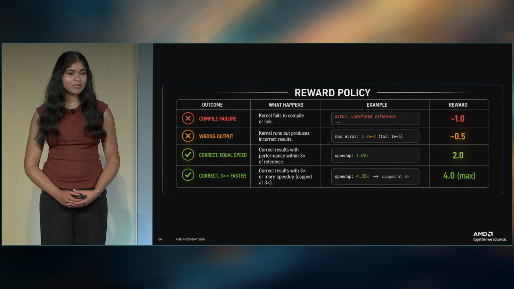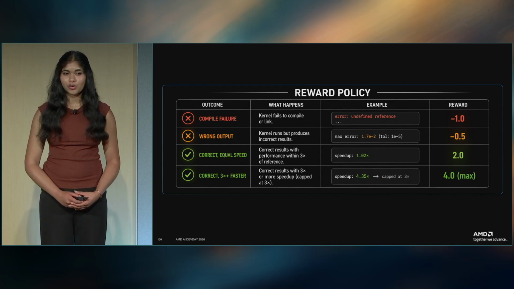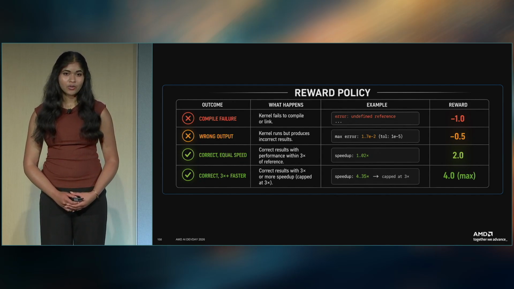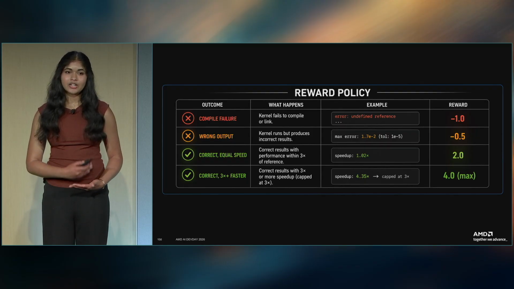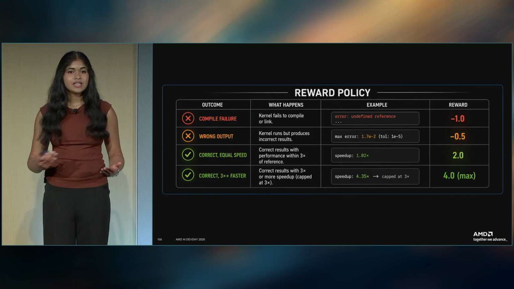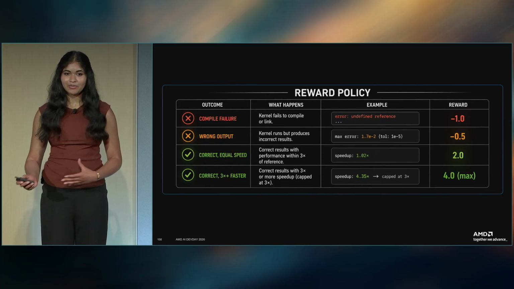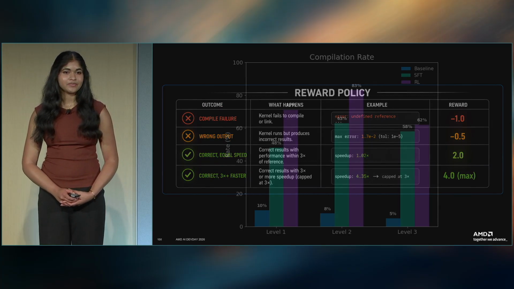If kernels fail to compile, we give the model a -1 reward. If they produce the wrong output, we give them a -0.5 reward. And from there, every kernel that is both correct and compiles scales its reward with how performant it is. And we cap this reward at 4 points.